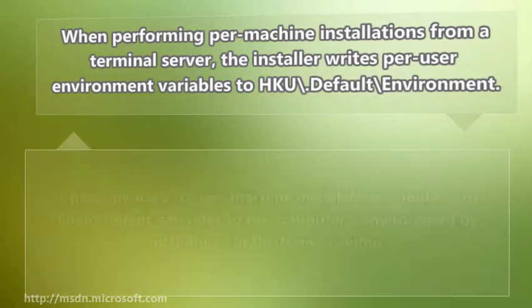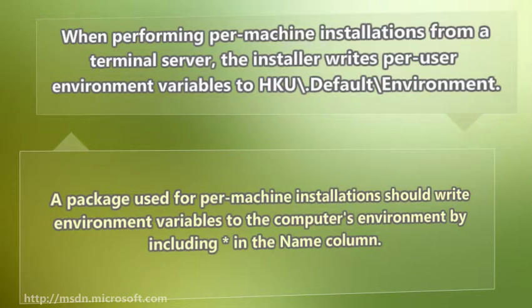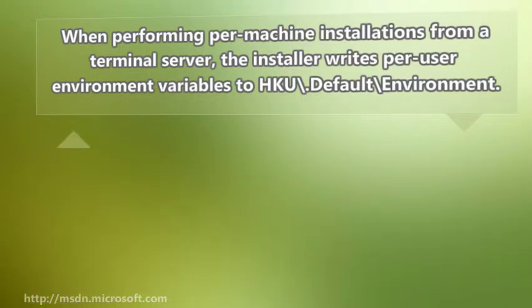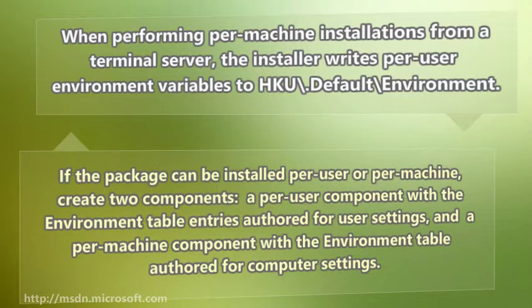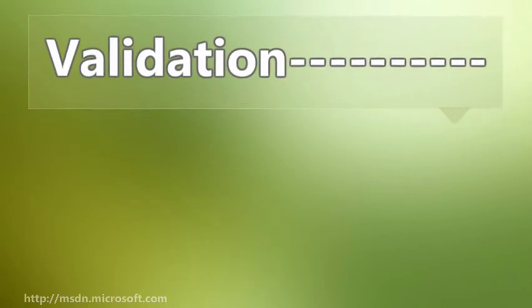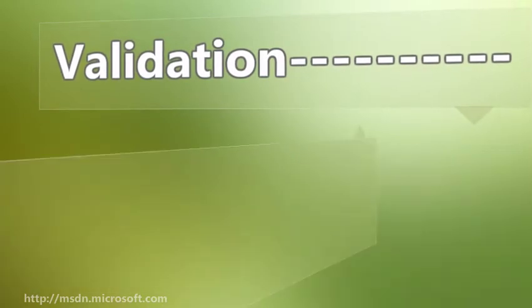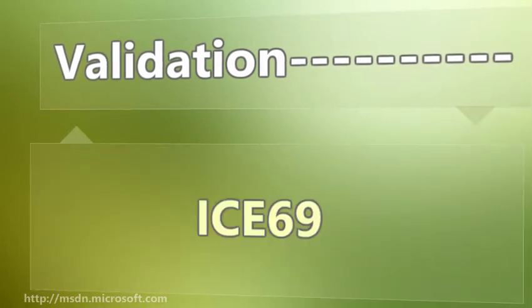A package used for per-machine installations should write environment variables to the computer's environment by including the asterisk in the name column. If the package can be installed per user or per machine, create two components, a per-user component with the environment table entries authored for user settings, and a per-machine component with the environment table entries authored for computer settings. Validation: ICE 06, ICE 46, ICE 69.